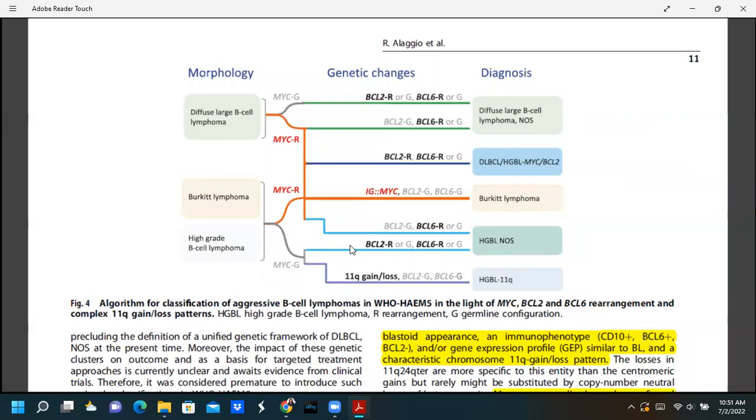So let's try once again. Remember, for high grade B cell with MYC and BCL2, you need rearrangement for both MYC and BCL2. Then decide the morphology. If it is DLBCL morphology, and you are seeing either MYC rearrangement or BCL2 rearrangement, but not both, then you will call it DLBCL NOS. Versus if it is high grade morphology and same, if you're seeing MYC or BCL2 rearrangement, but not both, you call it HGBL NOS. Then if it is MYC with IG translocation, you call it Burkitt lymphoma. And if it is high grade morphology with 11q gain or loss, you call it high grade B cell lymphoma with 11q gain or loss.